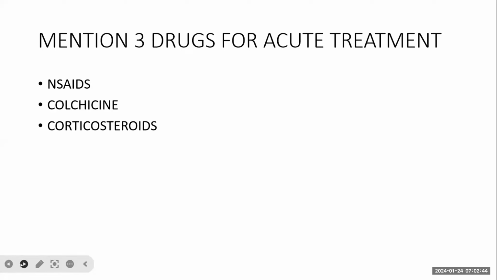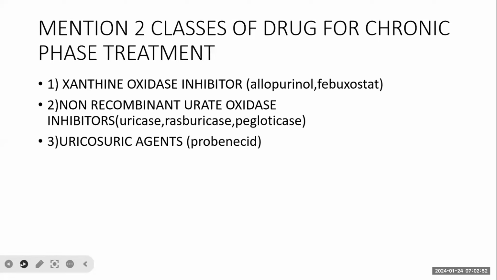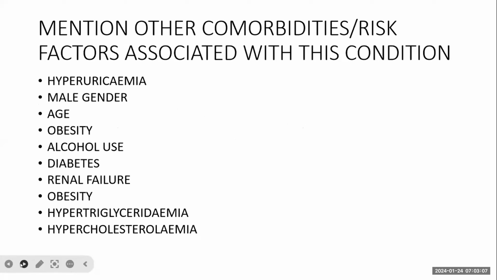Mention 3 drugs for acute treatment. For acute treatment, we can make use of non-steroidal anti-inflammatory drugs, colchicine and corticosteroids. Mention 2 classes of drugs for chronic phase treatment. We have the xanthine oxidase inhibitors, like allopurinol and febuxostat. We have the recombinant uric acid enzymes, uricase, rasburicase. We also have uricosuric agents that can be used for chronic gout.